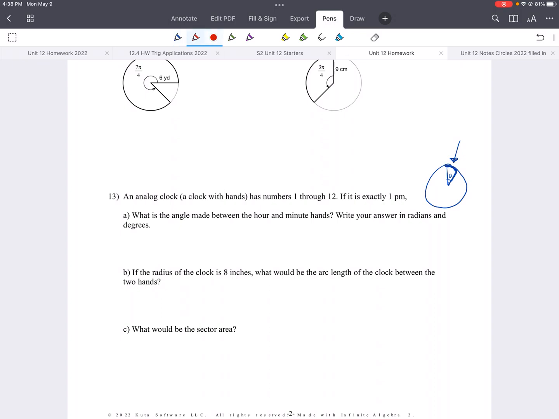Maybe I'll use red here. Okay, so what is this? And then using that same angle, what would be the sector area? Okay, so if you have questions on that, let me know. I think the answers are on the back for 13. So just make sure you understand it. If you have questions, please let me know.